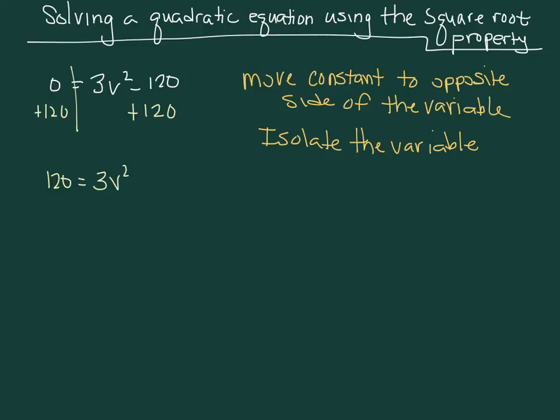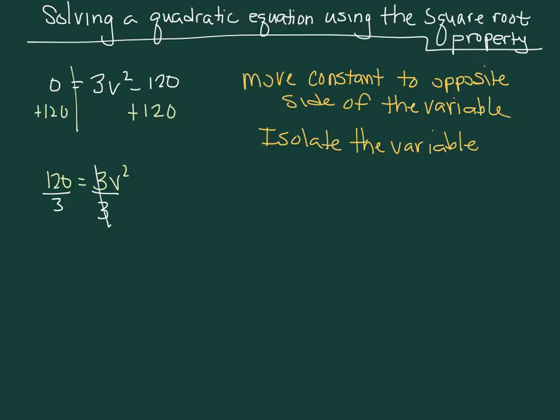Okay? Now, I still want to isolate the variable. In order to isolate this variable, I know that these are multiplied together. 3v squared is 3 times v squared. Because these are multiplied together, in order to separate them, I must do a division problem by dividing by 3 on both sides to knock out the coefficient.